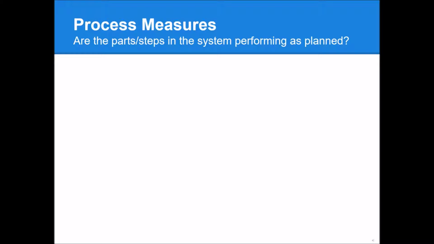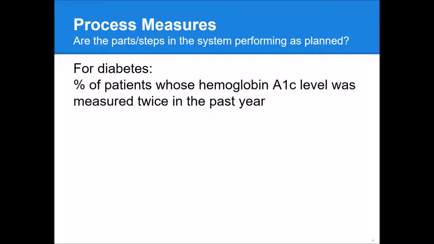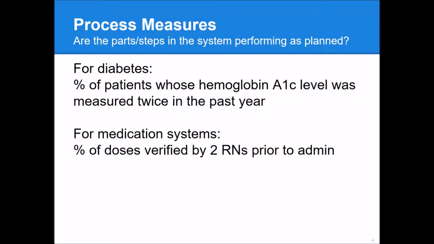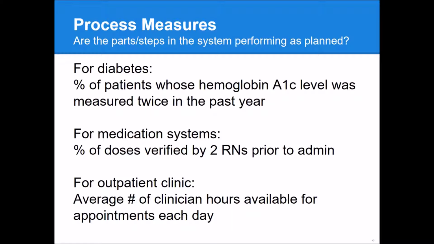In contrast to your outcome measures, which measure the final result of the changes you're trying to make, process measures measure whether or not the steps or parts in the system or process that you're working on are performing as planned. For instance, in your diabetes project, your process measure might be the percentage of patients who are actually having a hemoglobin A1C level checked, say, twice in the last year. Because obviously, if you're not measuring hemoglobin A1C on people, you're not even going to be able to tell if it's changing. For your medication system, you could look at the percentage of doses of medicine that were verified by 2 nurses prior to administration. And that's going to be something that might be much quicker to gather data on than the final overall rate of errors in administration of medicine per 1,000 doses. And for your outpatient clinic project, you could look at the average number of clinician hours available for appointments each day.